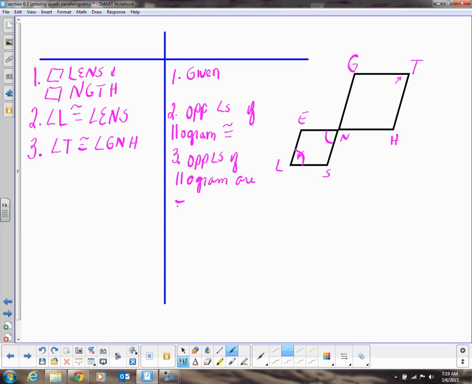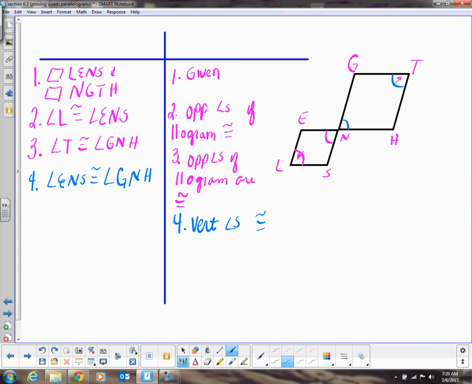Okay? So now, anything special about these angles inside? So we know angle ENS is congruent to what? Angle G and H. Why? What did you say? Vertical angles are congruent.